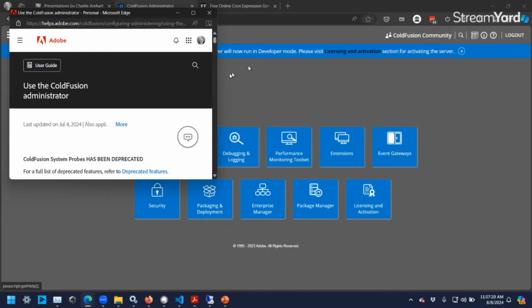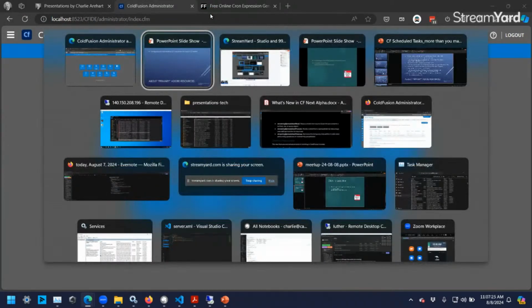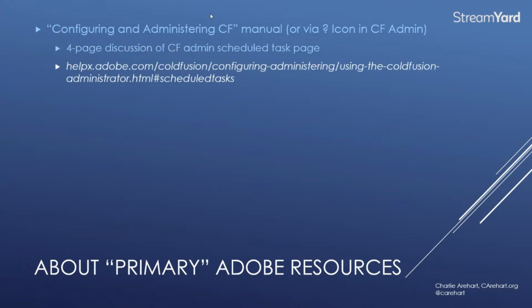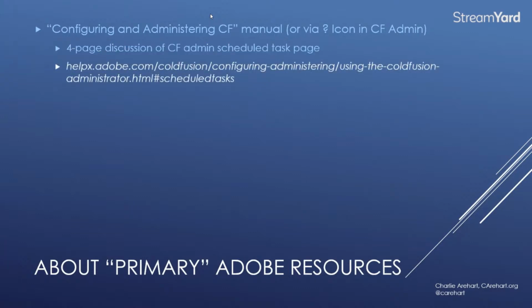Within that help, there is a section which has also been pulled out into a document. In that document is a 4-page discussion of the admin UI and scheduled tasks. It's in a manual called Configuring and Administering ColdFusion. Here's the link to it. It's an HTML page in this variant, my bad. They're always HTML anymore. There's the HTML page, and there's a link right to that scheduled task section.